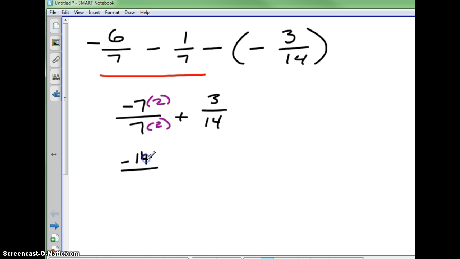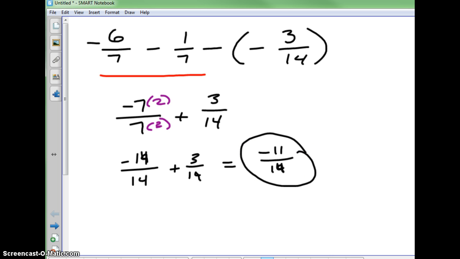Negative 14 over 14 plus 3 over 14. Now that they have a common denominator, we can add them up. Negative 14 plus 3 is negative 11 over 14.